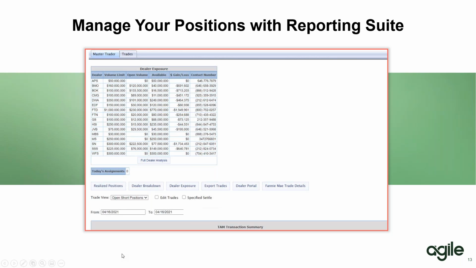Going to the next slide, these last 3 slides were really a review for all MCT customers on the line, because you are all familiar with the reporting capabilities out of MCT Live. But as an Agile-only lender, you have access to all of these dealer exposure reports and position reports.